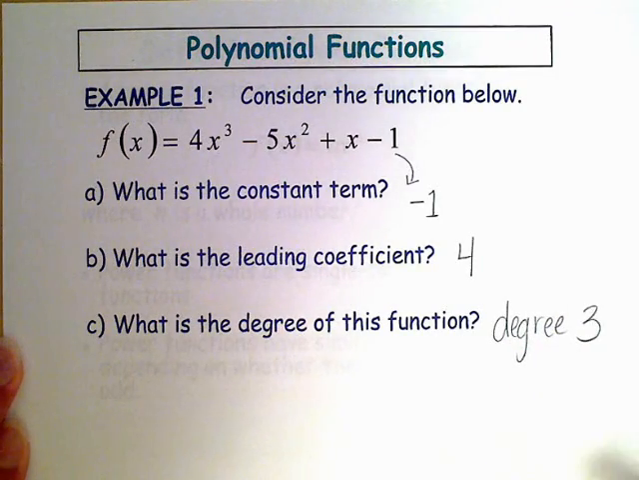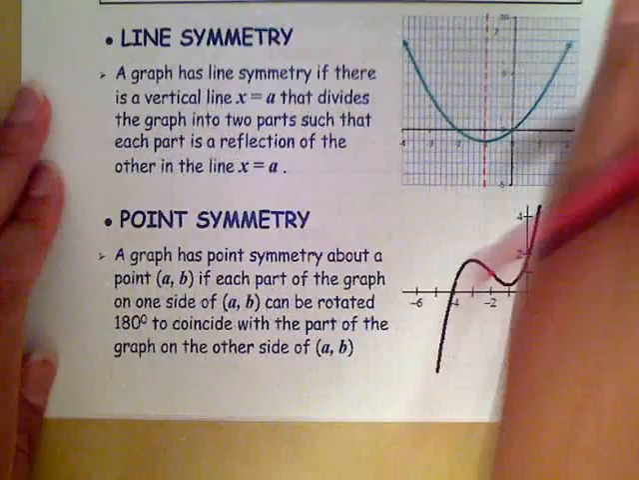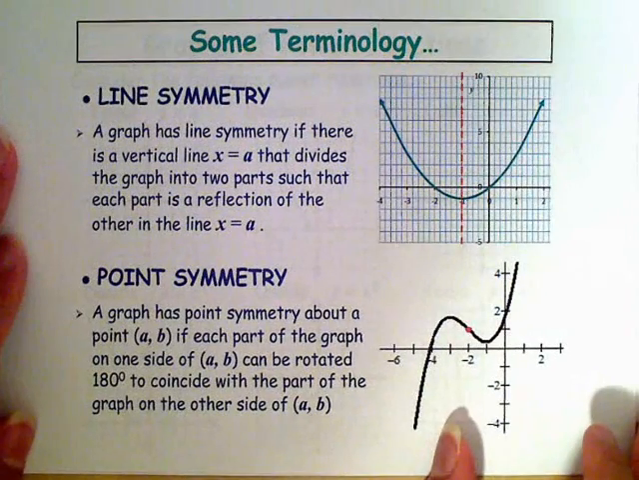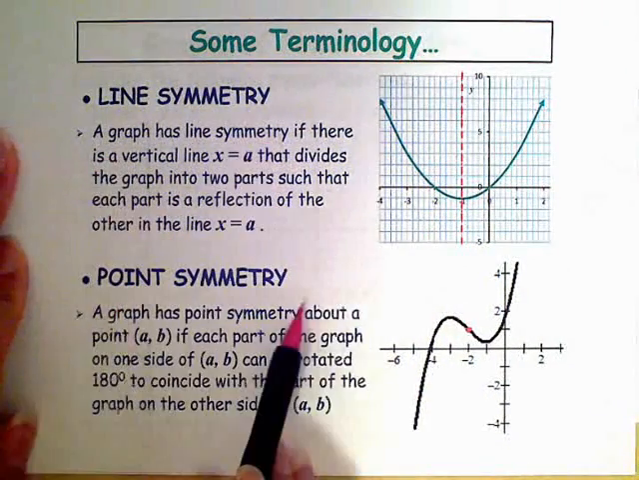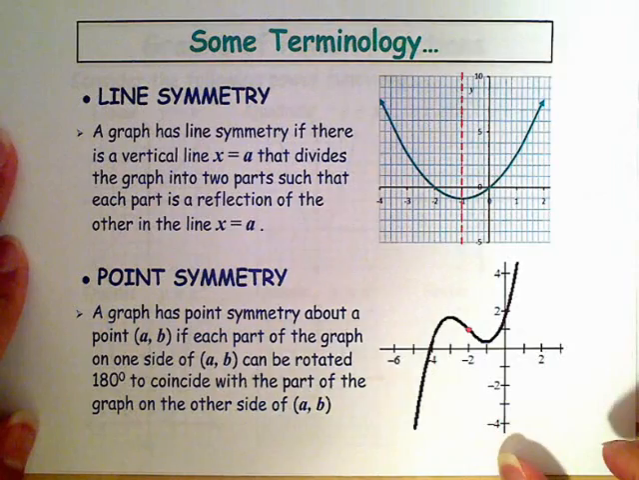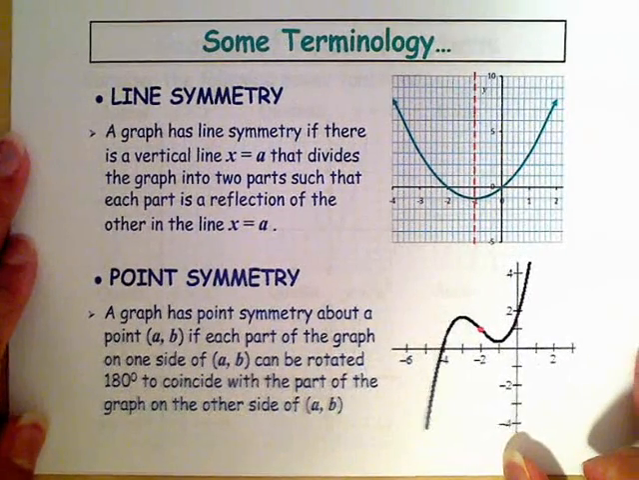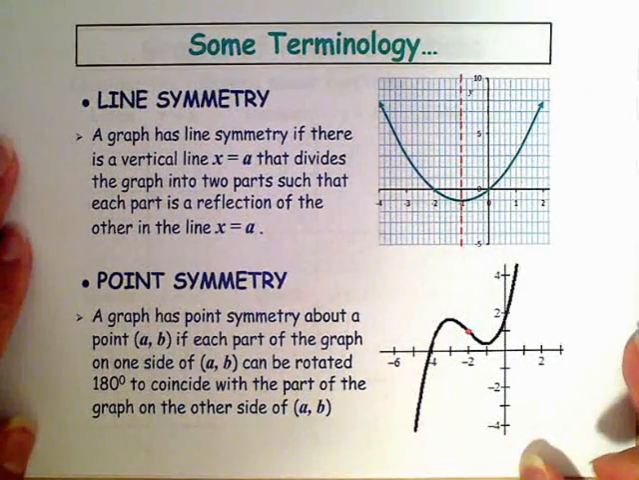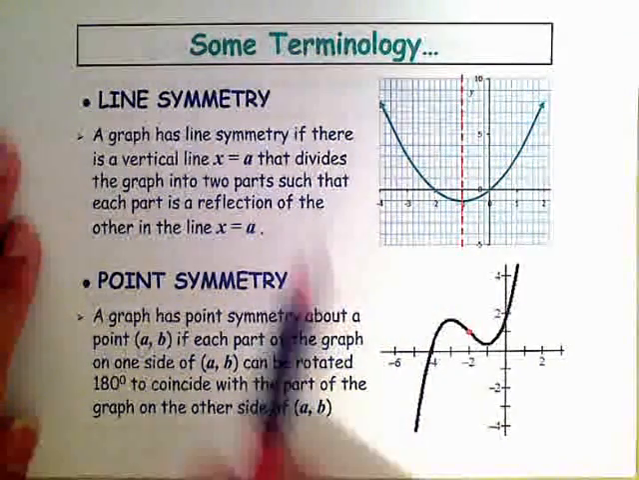Okay, so some more terminology. You're going to get a lot of terminology in this lesson. Line symmetry and point symmetry. So some of this you've seen a little bit in grade 11, and some of it's actually new. So just a new name for line symmetry.